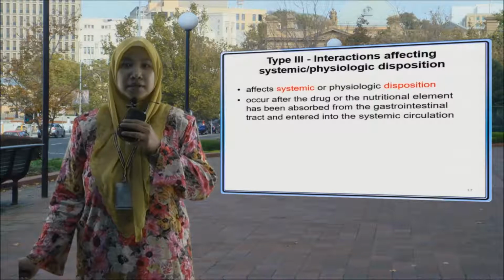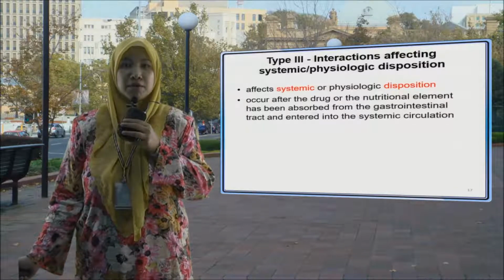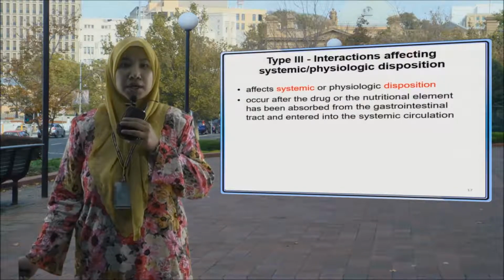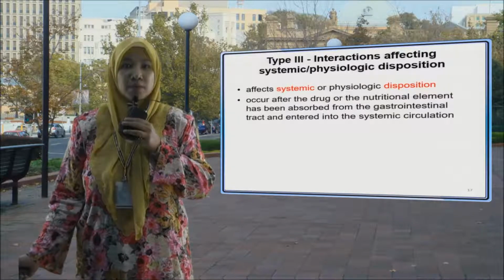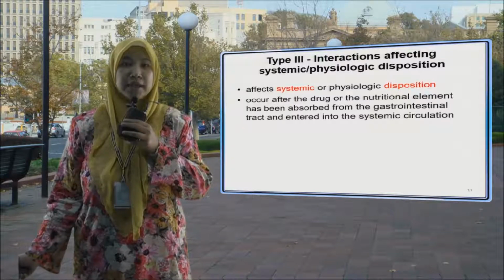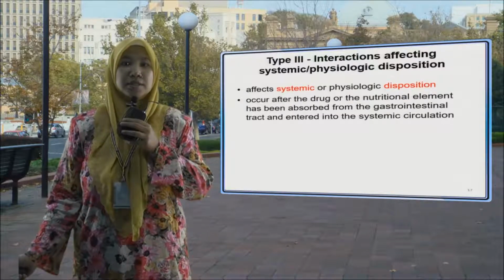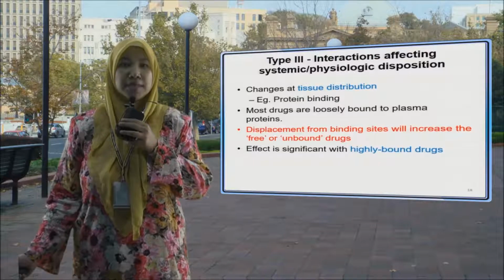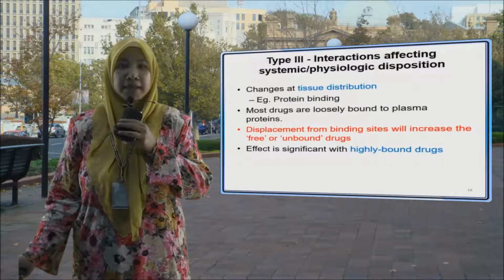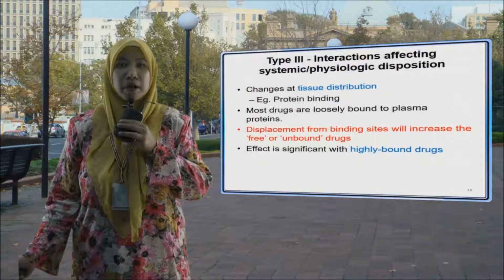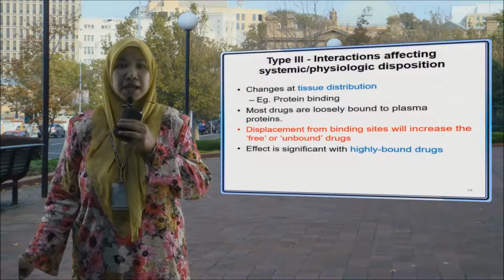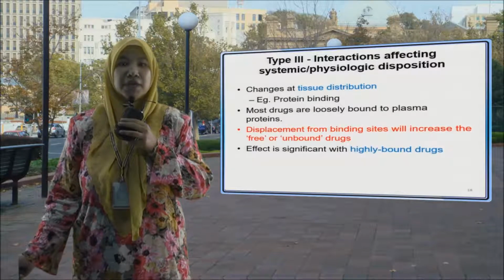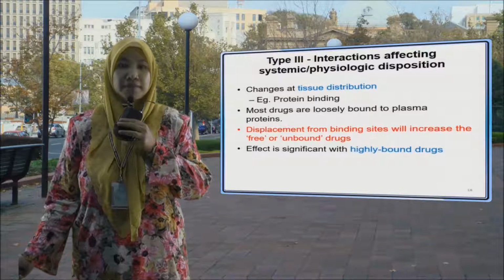Type 3, interaction affecting systemic or physiologic disposition, occurs after the drug or the nutritional element has been absorbed from the gastrointestinal tract and entered into the systemic circulation. Example, changes in tissue distribution, protein binding. Most drugs are loosely bound to plasma protein. So displacement from binding site will increase the free or unbound drug.